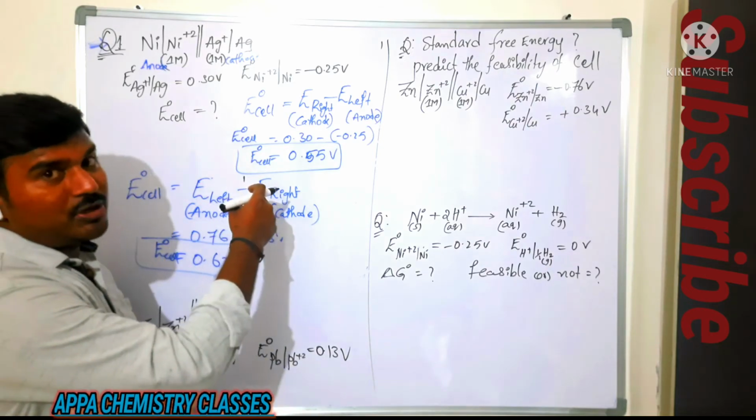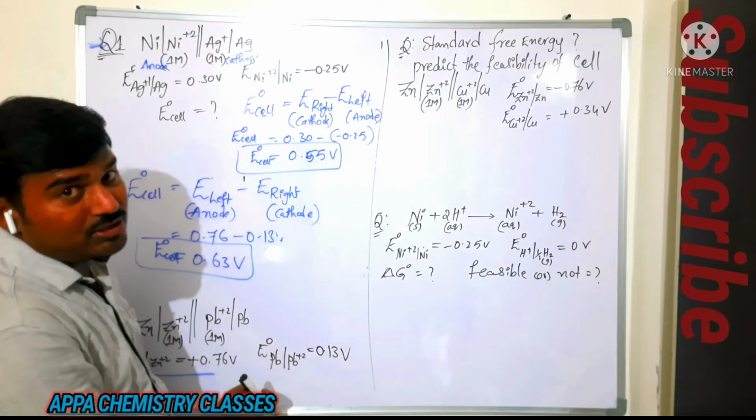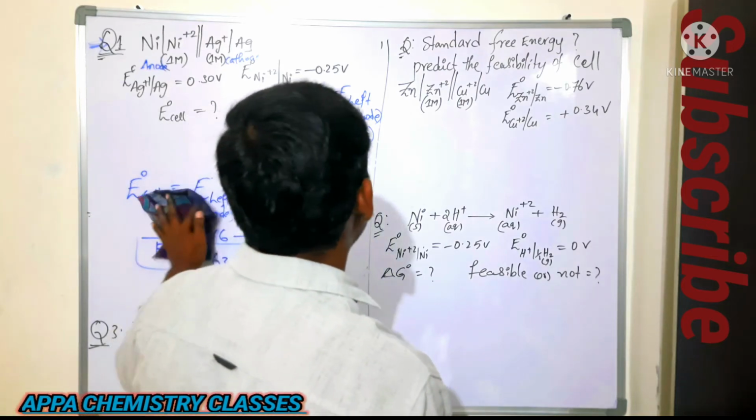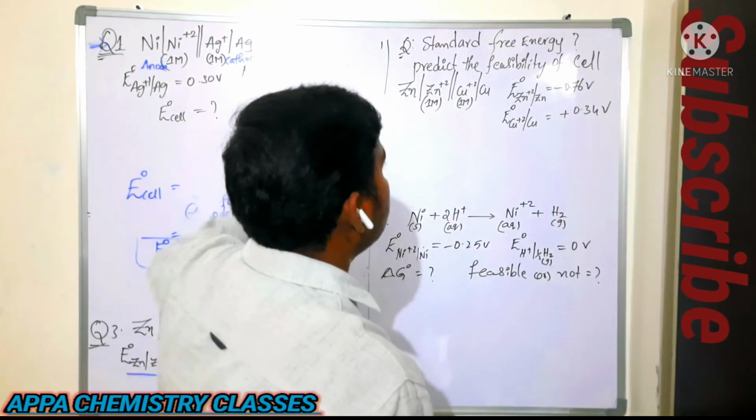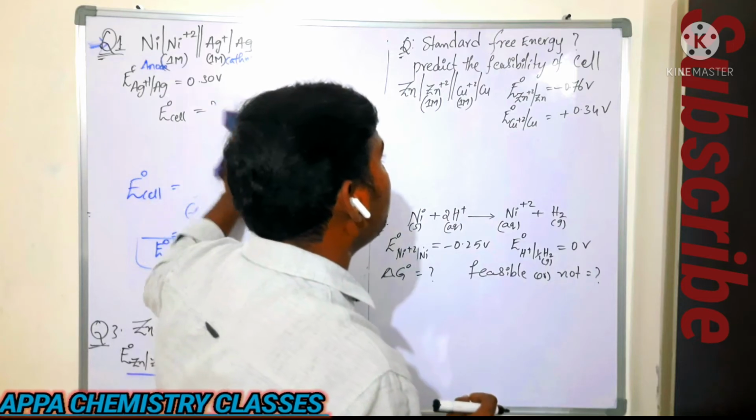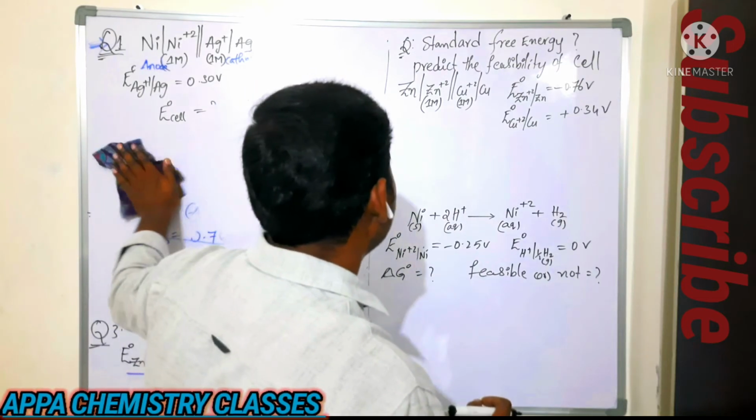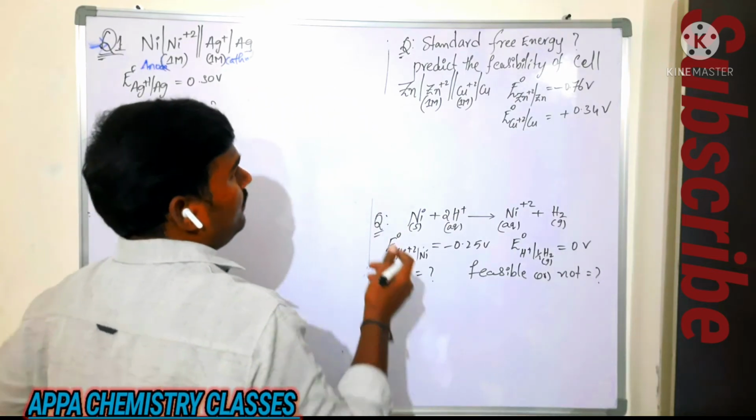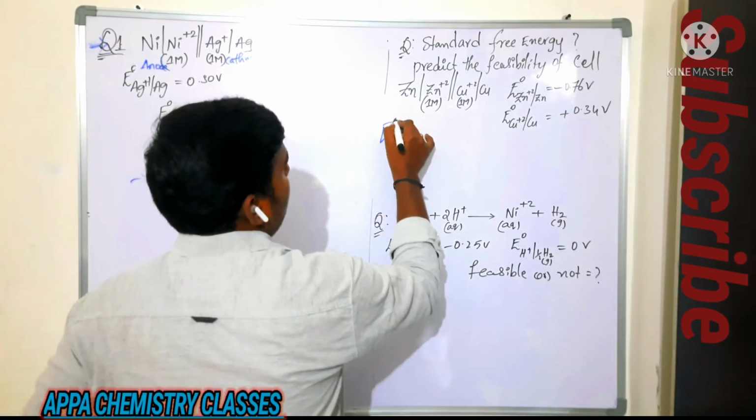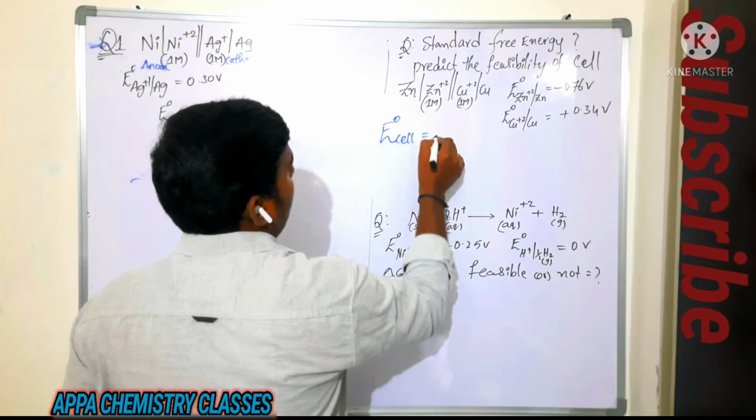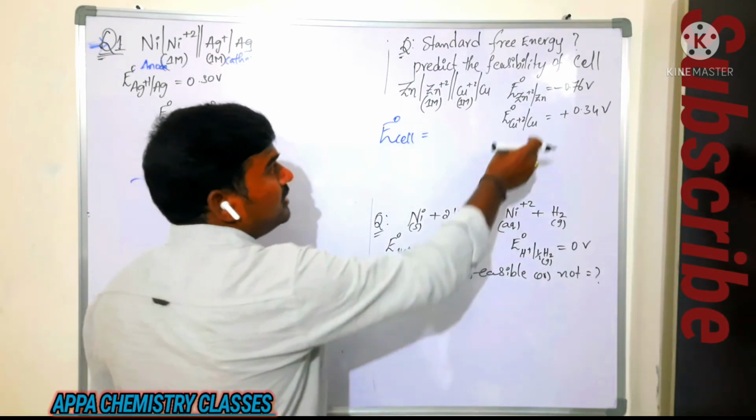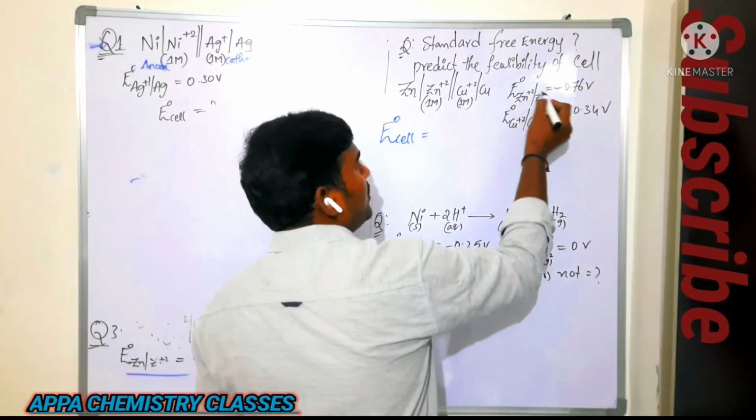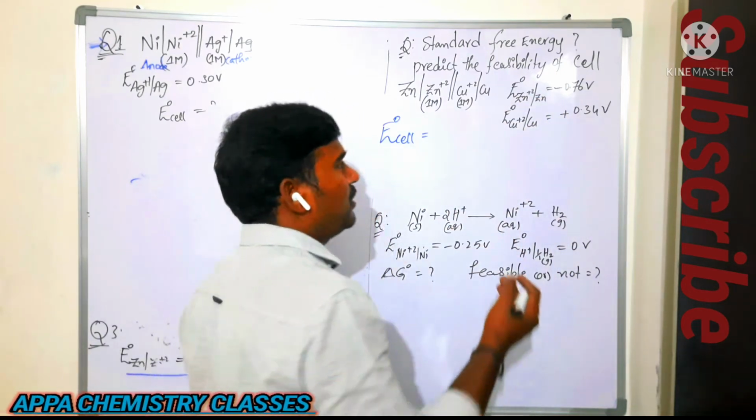When they give reduction potential, how to calculate? Oxidation potential, how to calculate? I have explained that. Now coming to here, standard free energy. They are asking to calculate standard free energy and predict the feasibility of a cell, whether that reaction is feasible or not. First thing, we should know the E naught cell value, the standard electrode potential. How will you get it? Whether they have given reduction potential or oxidation potential. Zn+2 to Zn means reduction potential they have given.